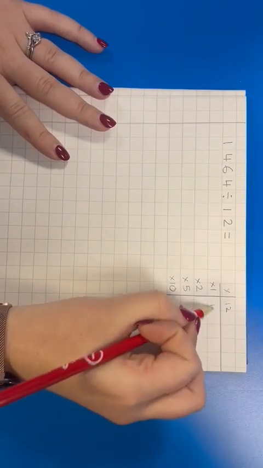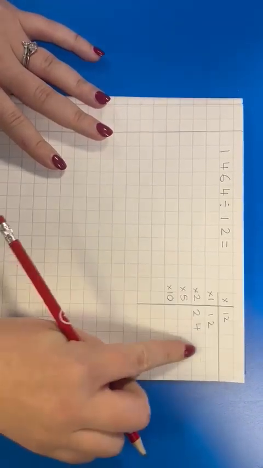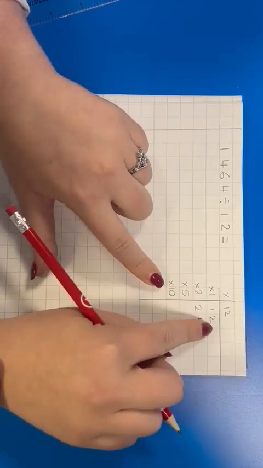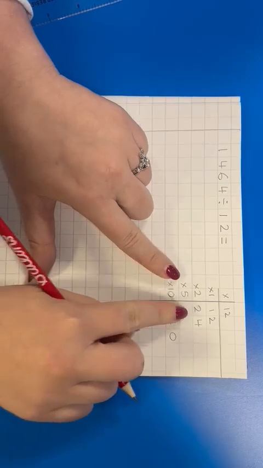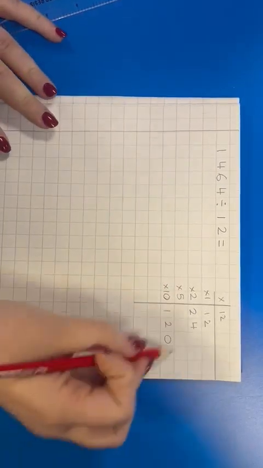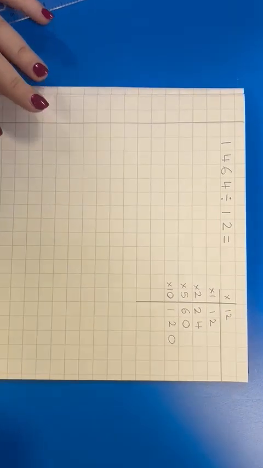So 1 times would be 12, 2 times, so double 12, would be 24. We jump straight to 10 times because we know 1 times is 12, so then 10 times must be 120, and then they can go back to their times 5 by halving the 10. So half of 120 would be 60.